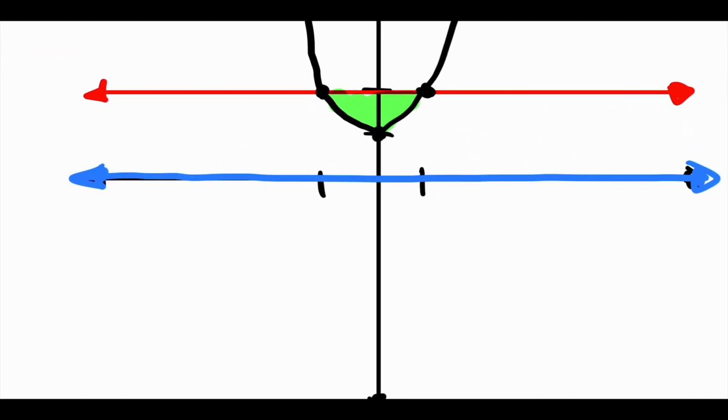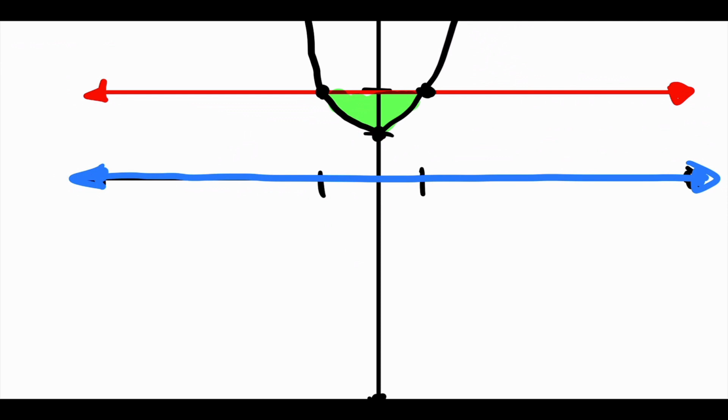So that means this green region is going to revolve around, however you want to look at it, it's going to revolve around this and create a 3D shape. It's going to create kind of a donut with an edge. Okay? There's a hole in the donut, right? That's why it's a washer method problem.